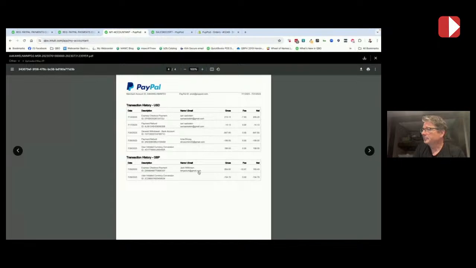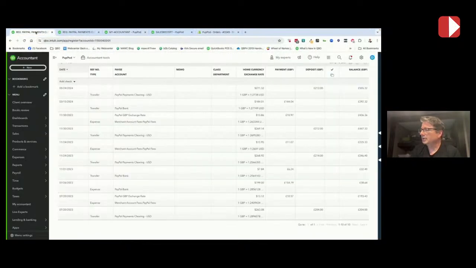So let me go over here. There's our sale, 204 pounds. There's a fee of 10 pounds 57 pence. What is the points of pence, right? Of cents. So that's the fee here. So ultimately, what ended up in their PayPal pound account was 193.43. So let's take a look over in QuickBooks.